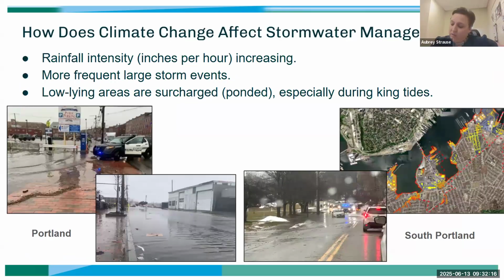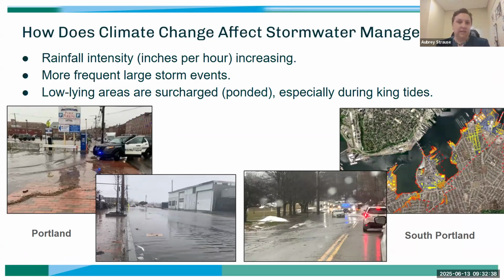Well said. So Robin asked us to talk a little bit about flood control in this presentation. And we can do that a little bit from a climate change perspective. So how is climate change affecting what Doug and I and all the other MS4 stormwater program coordinators have to do? Well, there are certain things that we do see.